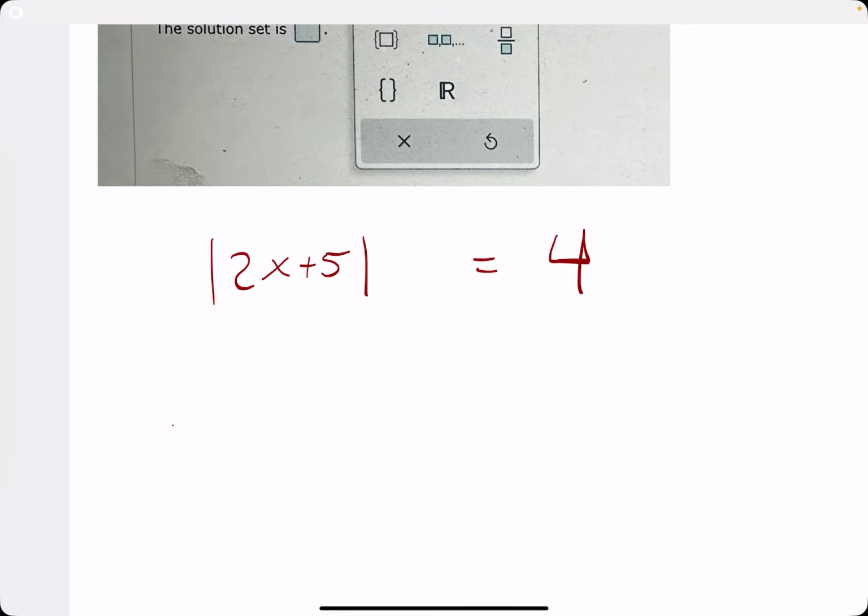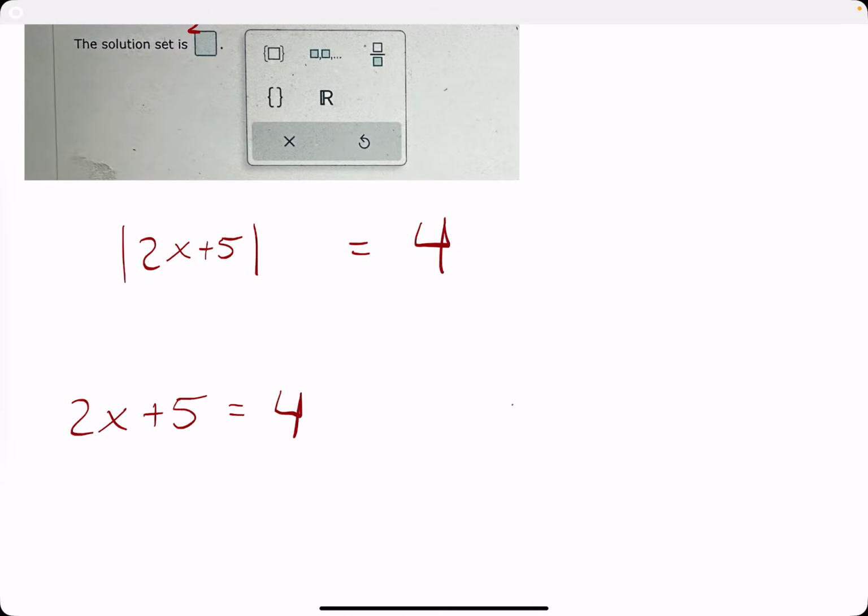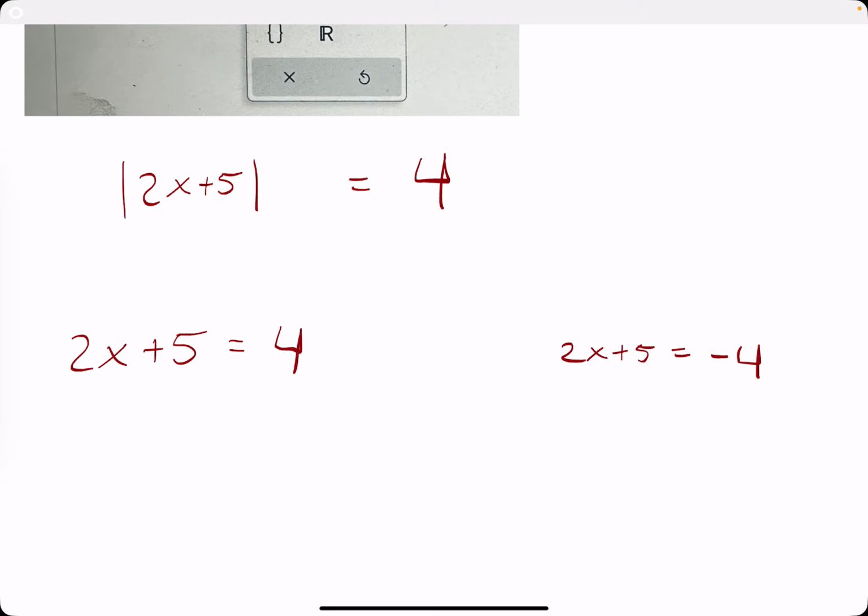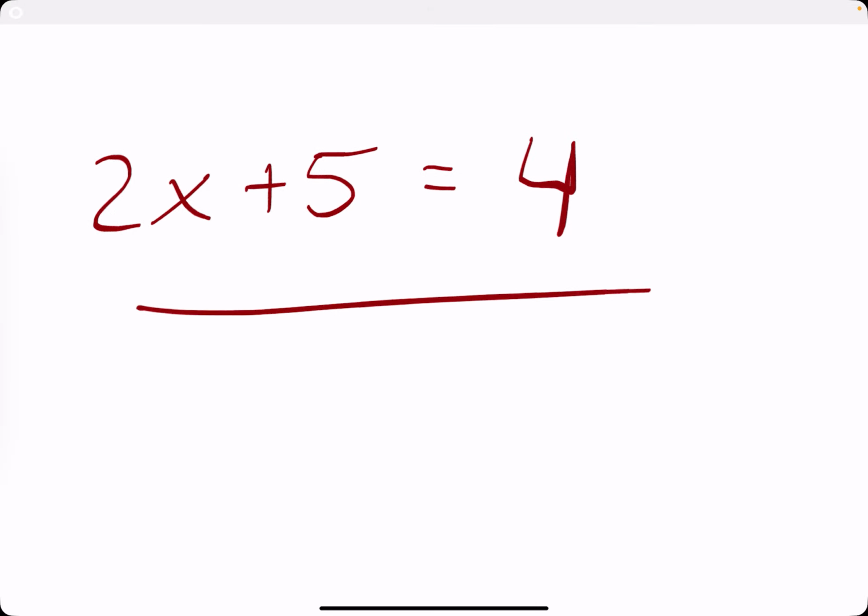Now we break up into 2 equations. We have one equation where everything is just remaining positive, and then we have a separate equation where we negate. You could either negate the absolute value, or you could negate the 4 on the other side. You might often just see it as negating the 4 on the other side, so I'll leave it like that. And then we just solve for x with each equation, and we should get 2 answers.